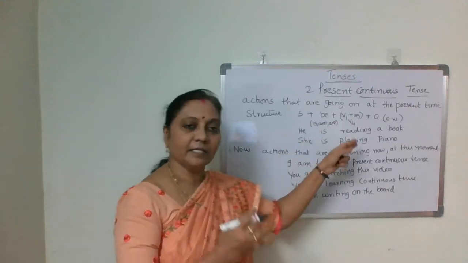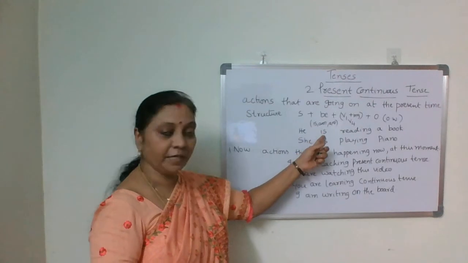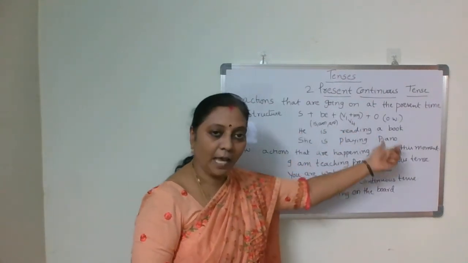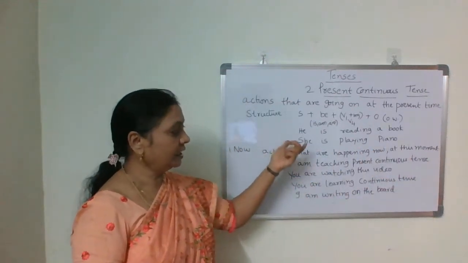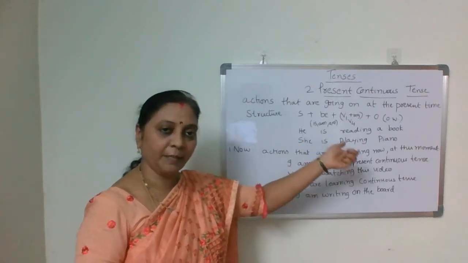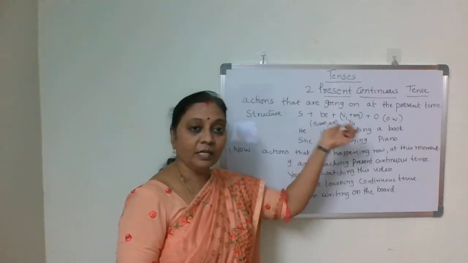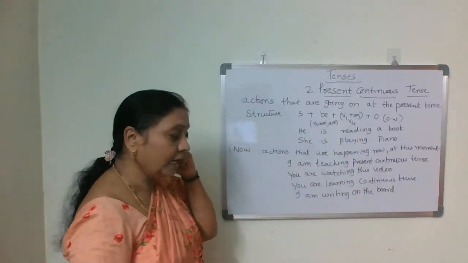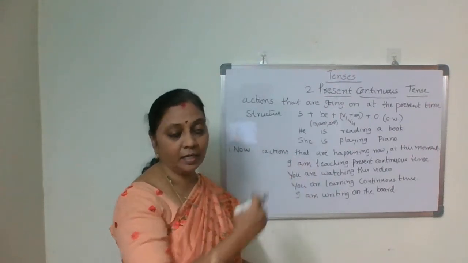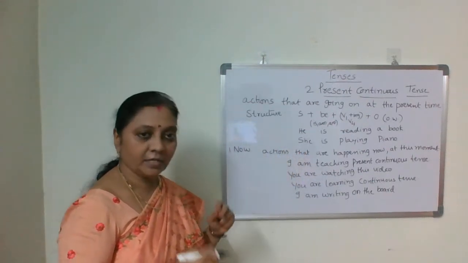He is reading a book. Read plus ing. He is the subject, so immediately we use is after he: he is reading a book. She is playing piano. They are watching TV, they, after that are, isn't it? And I am teaching a lesson. I am teaching a lesson. But after I you have to use am. So that is the structure.